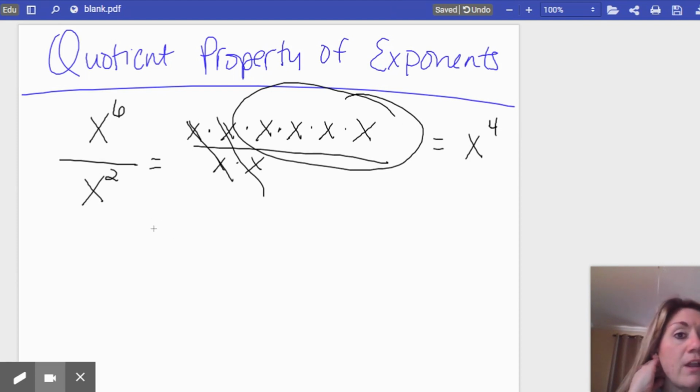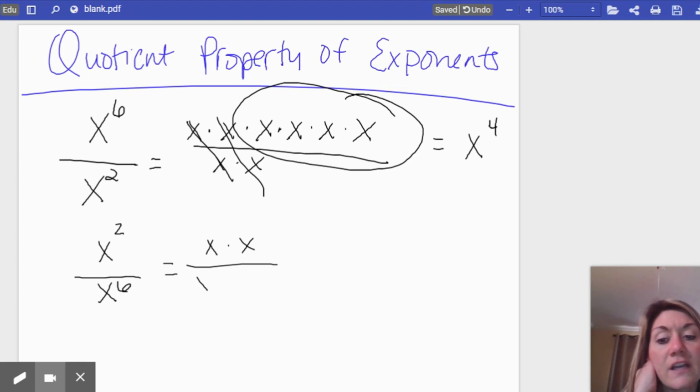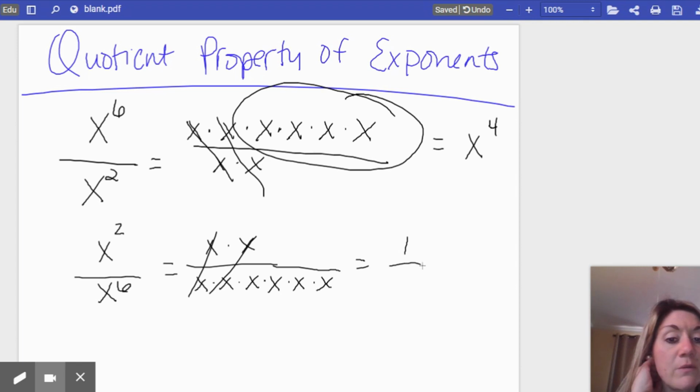So let's do an example of it flipped. So if I had x squared divided by x to the 6th, that would be the same as x times x, over x times x times x times x times x times x, right? 6 x's. So once again, those still cancel out, which leaves me with a 1 on the top and x to the 4th on the bottom. So if you noticed, when we have these exponents, I take the exponents from the top and I subtract the exponents from the bottom, and that will give me my final answer.